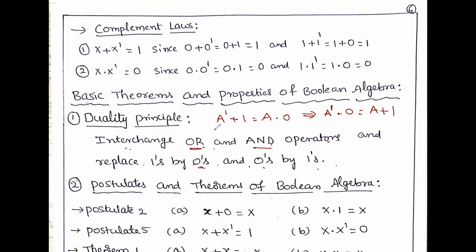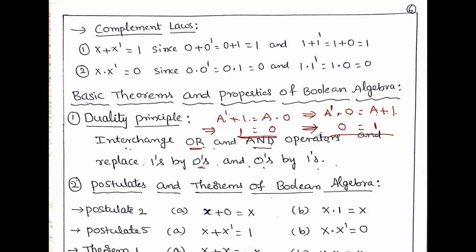Now we should check what is the value of this equation. A bar plus 1 is 1, which is equal to A dot 0, which is 0. This gives rise to A dot 0 equal to 0, which is equal to A plus 1. That means its value is 1 according to the OR gate. If one of the inputs is 1, the output will be 1. If one of the inputs is 0, when we are applying the ANDing operator, the output will be 0. So now you can check both are the same.